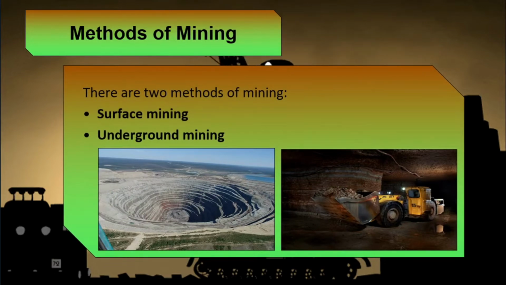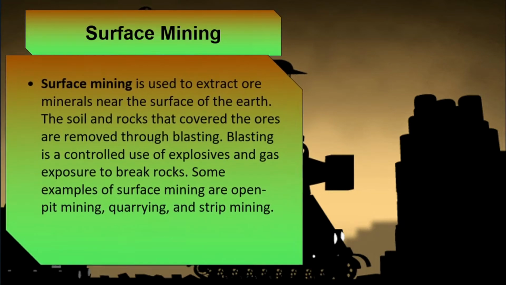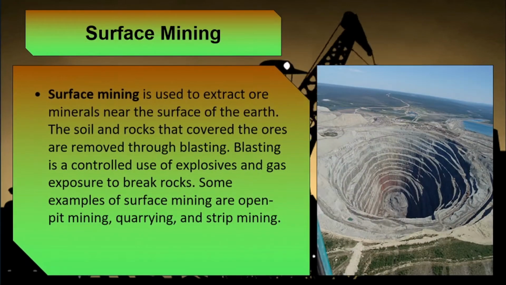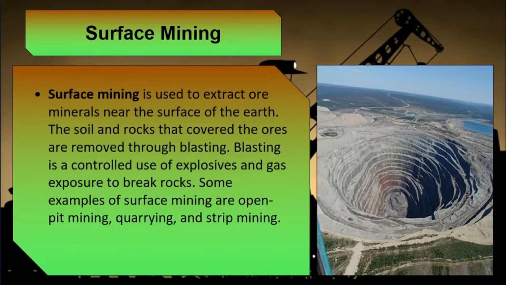There are two methods of mining or how minerals are being mined. First, the surface mining and the underground mining. So what is surface mining? Surface mining is used to extract ore minerals near the surface of the earth.